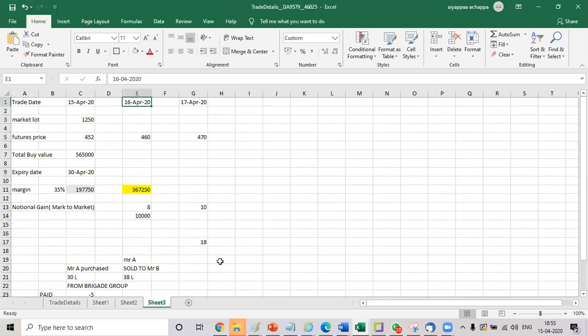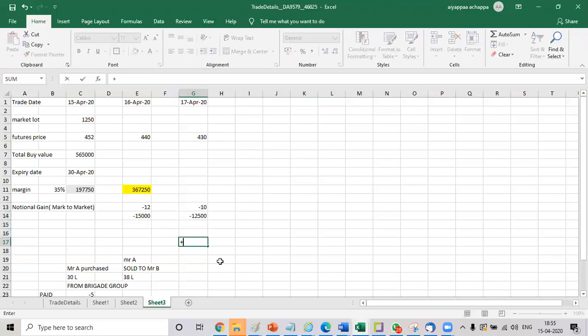But let us see the other way around. What if the share price had gone to 440? Then you are in a loss of 12 rupees. The exchange will ask you to deposit this 15,000, that is 12 rupees loss into 1,250. 15,000 they will ask you to deposit. Then the share price went to 430. The exchange will ask you to deposit another 10. So you need to pay 10 into 1,250, so 12,500.